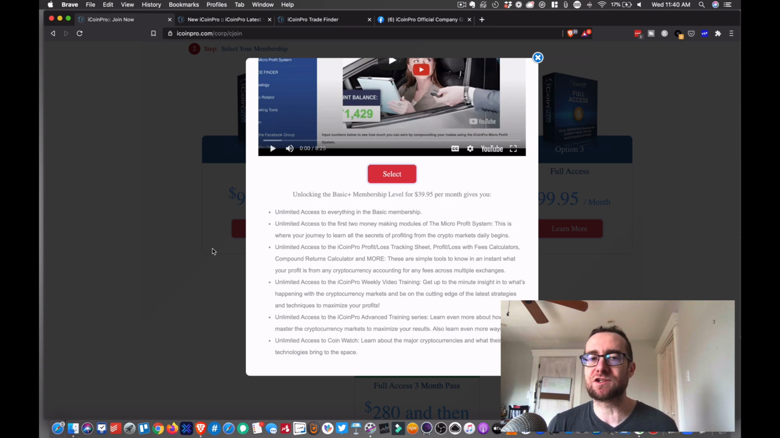You also get access to the profit and loss tracking sheet. It has a profit and loss calculator with the fees. So when you're going to go into a trade, you actually enter your stop loss position, where you need to hit in order to reach a certain amount of profit, like 1%, 3%, 5%, and where your losses are.